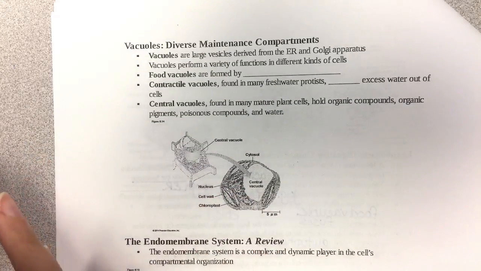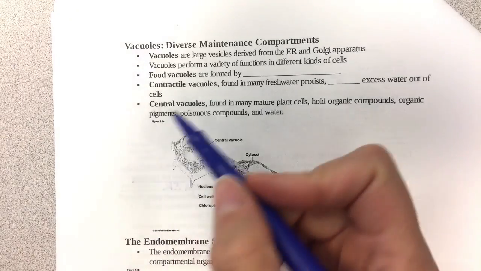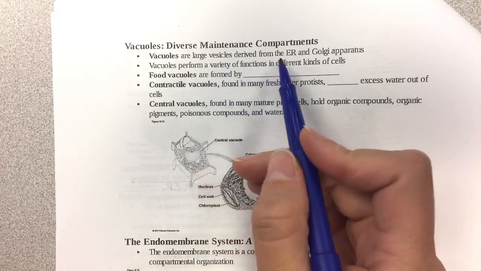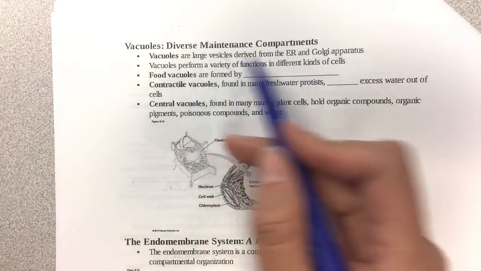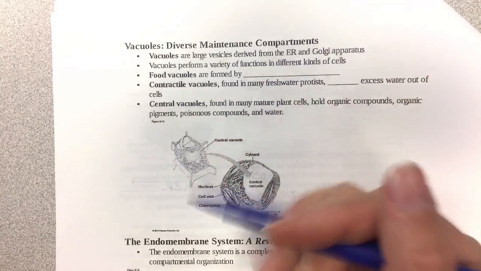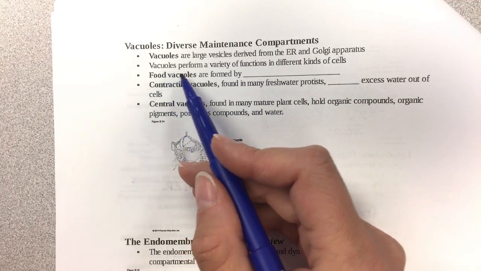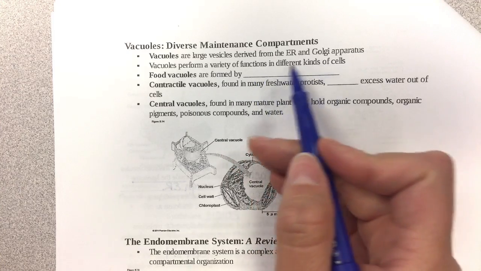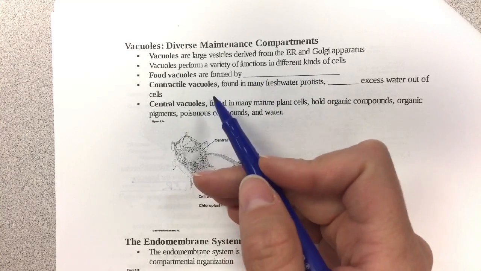Vacuoles look an awful lot like vesicles, but they have different functions. They're large vesicles derived from the ER and the Golgi apparatus. So this is the third thing that can come off; this is how vacuoles are made. They perform different functions in different kinds of cells, so therefore there are different vacuoles.